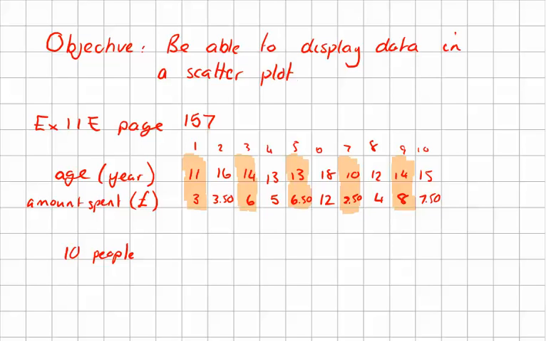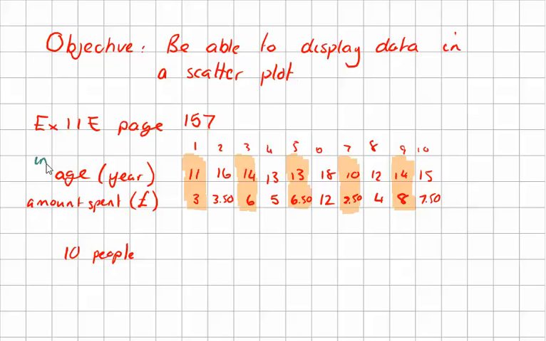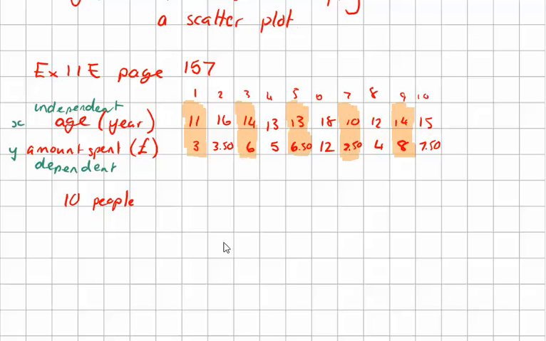So we would say that the age is the independent variable, and the amount spent is the dependent one. So that means that this will be the y-axis, this will be the x-axis. Now we need to set out our axes, and when we have an axis, we need to decide what's the smallest amount and what's the largest amount. So for the x-axis, x has to go from what to what?